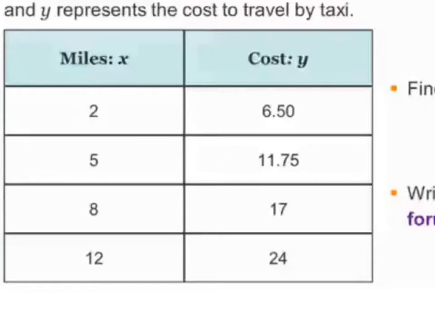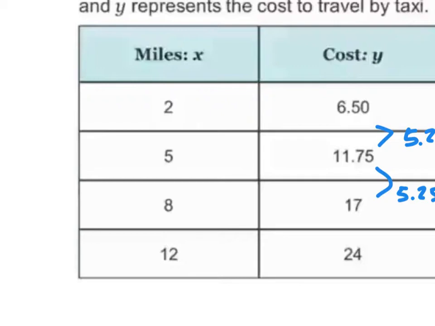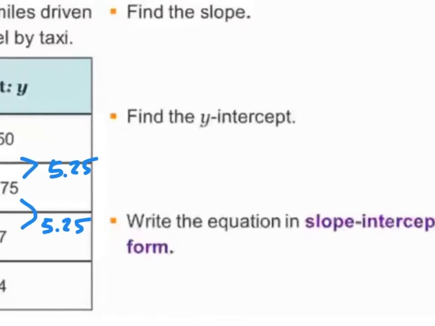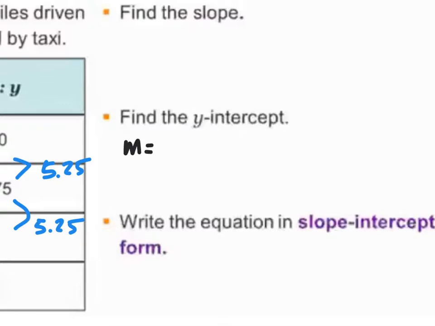I'm going to figure out the difference between 6.5 and 11.75. I take 11.75 and subtract 6.5, and that gives me 5.25. Same thing over here: 17 minus 11.75 gives me 5.25. Then our x values increase by 3 miles. So I'm going to write that my slope m is equal to 5.25 divided by 3. Let's take 5.25 and divide that by 3, and this gives us a slope of m equals 1.75.